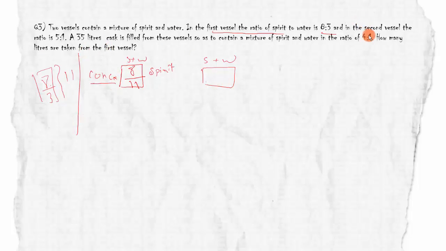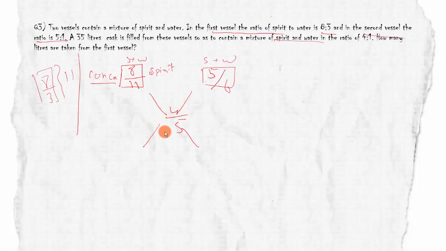And in the second vessel, the ratio is 5 is to 1. That is 5 by 6 spirit. So that is the concentration in terms of spirit. A 35 liters cask is filled from the vessels so as to contain a mixture of spirit and water in the ratio 4 is to 1. So 4 by 5 is the concentration when we mix these two.